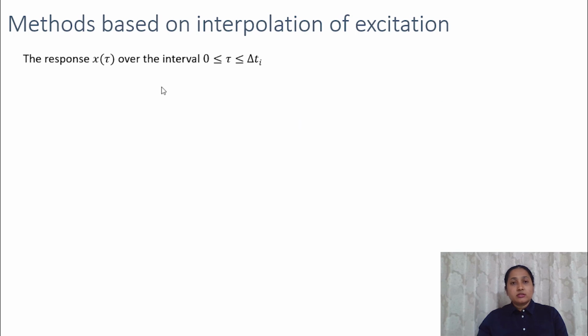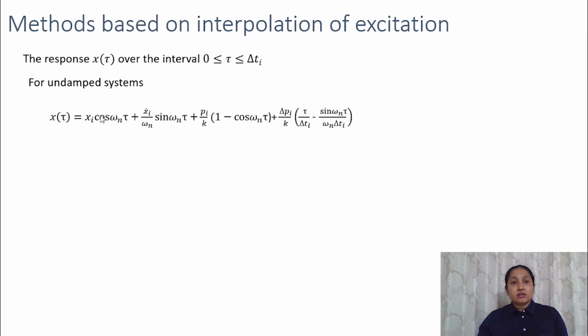So the total response in this interval would be, for undamped systems, equal to x of tau, this xi cos omega n tau plus x dot i, that is the velocity, divided by omega n, sin omega n tau. So that is the free vibration response, and the total response will be free vibration plus vibration due to step force, and that is equal to this, and this we have derived earlier. So that would be Pi by k times 1 minus cos omega n tau.